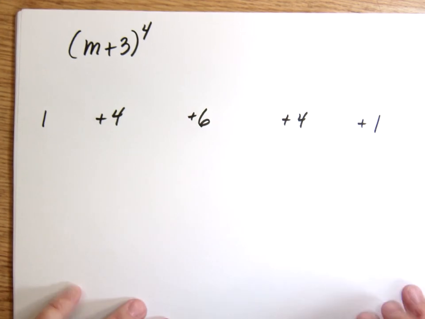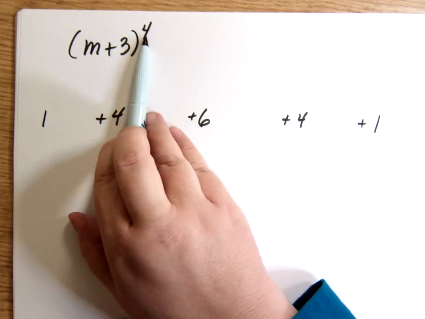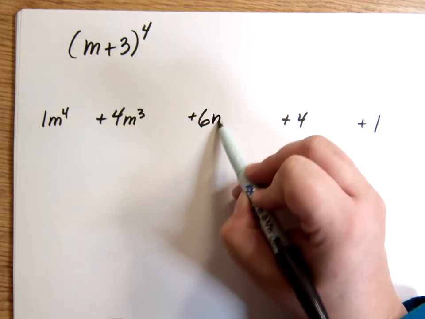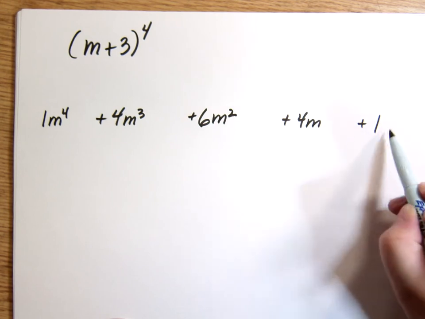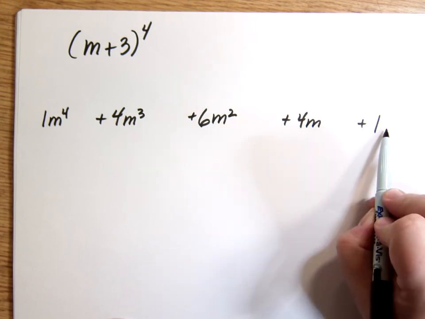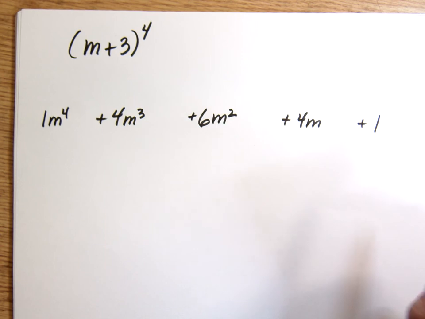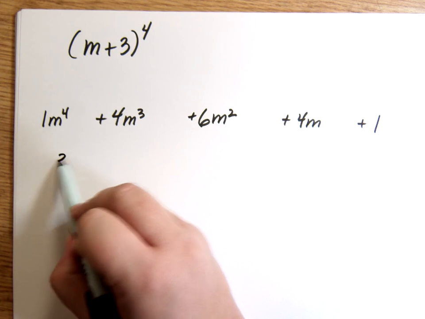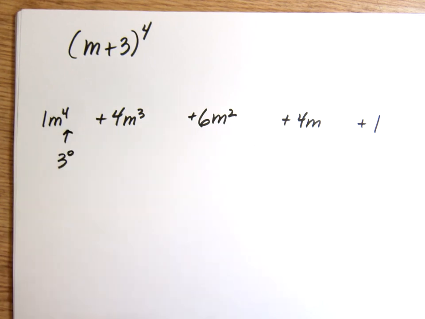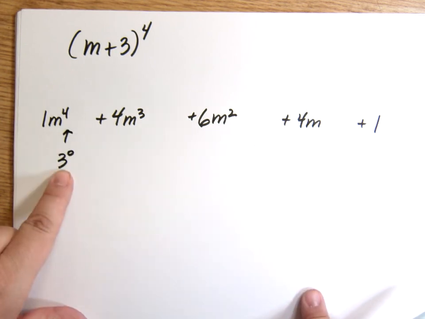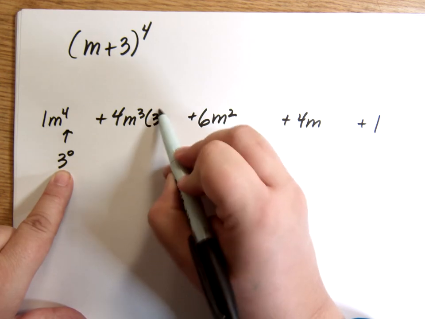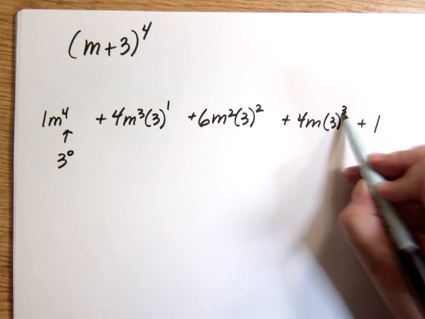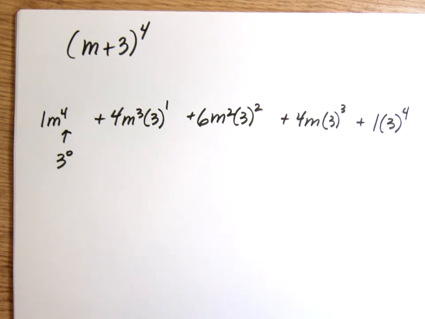All right, now first term, m starts out to the 4th power and works its way down. This is the 1st power, and this is m to the 0. 3 does the same thing as if there was an n here. It starts out to the 0 power and works its way up. 3 to the 0 is just 1 though, so I don't have to write it. Then this is 3 to the 1, 3 to the 2, 3 to the 3, 3 to the 4th.